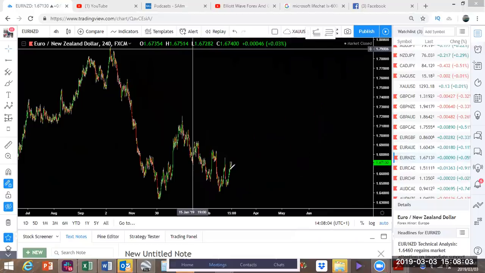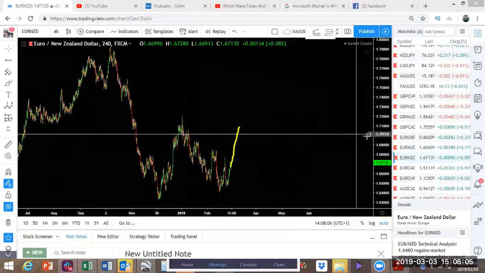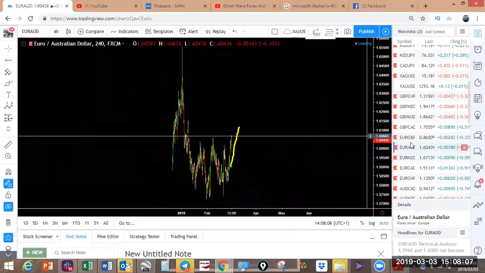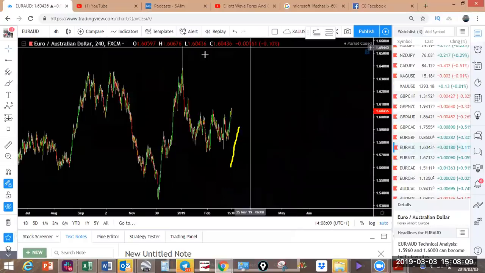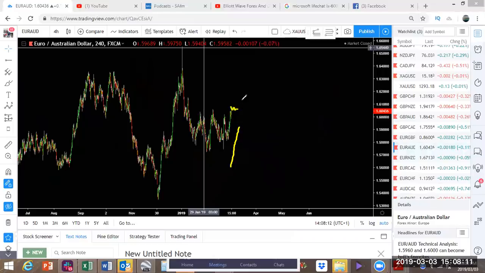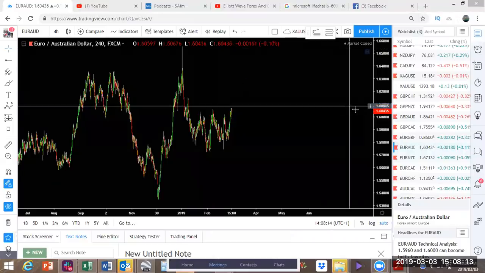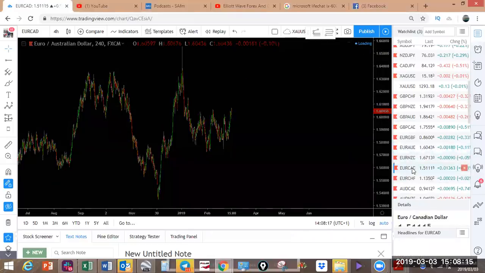Otherwise, if this just goes up from here, then EURAUD will also just push higher from there. See, clear correlation, markets are all correlated.